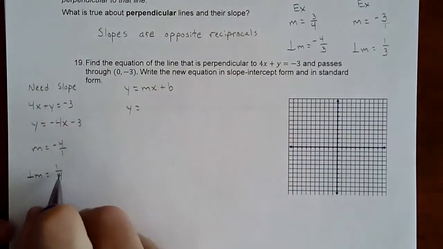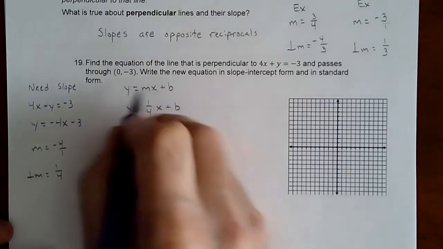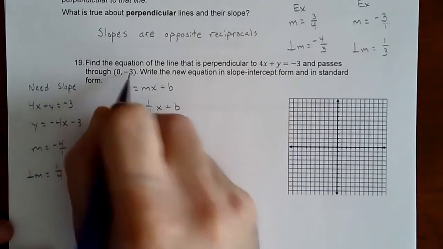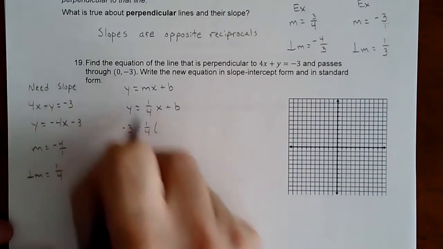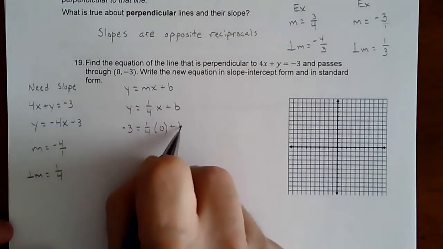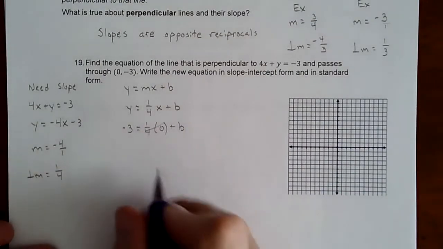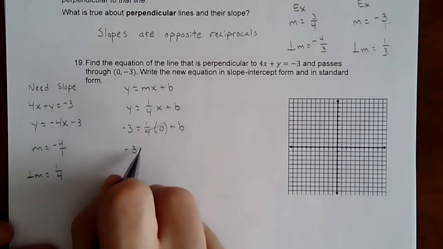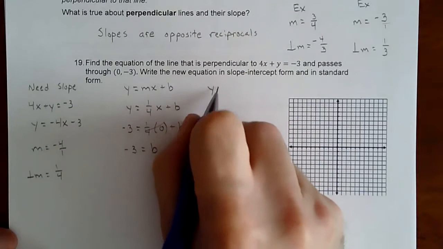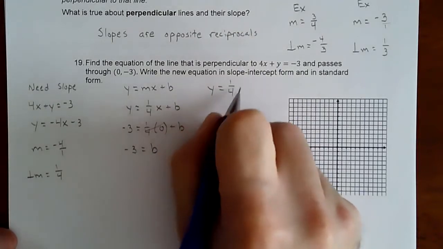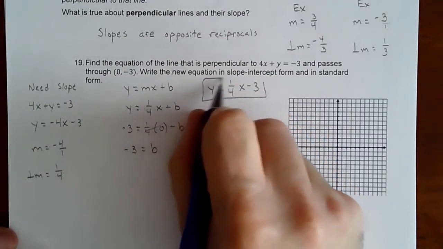Okay, so here's what we know so far. We know the slope is a positive 1/4 because that's the perpendicular slope. And then we plug in the point that we know. So that y value is -3, and it's 1/4 times the x value, which is 0, plus our unknown y-intercept. Well, 0 times 1/4 is nothing, so that just goes away, and we are left with a b value of -3, which means we have everything we need. We have a slope of 1/4 and a y-intercept of -3. And so that is our regular equation.